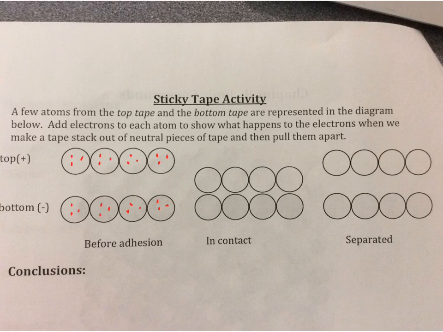Now, when we stick them together, there is a small chemical reaction between them, and some of the electrons from one actually transfer to the other. All right? Not all of them, though. So when they touch, you get a couple of the electrons from the top one moving over to the bottom one.